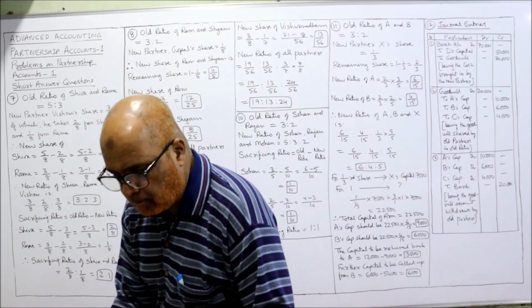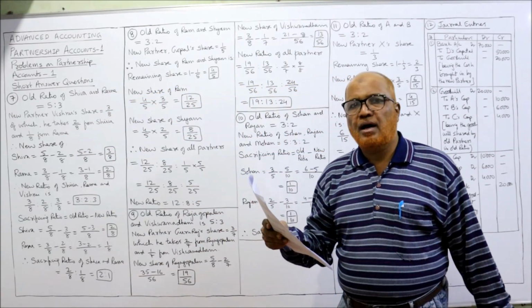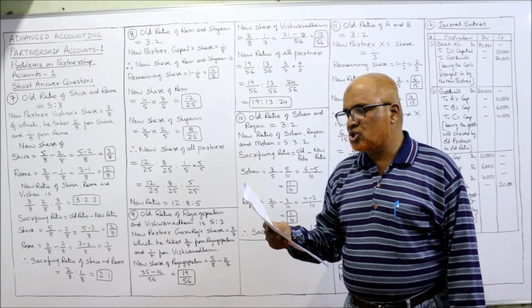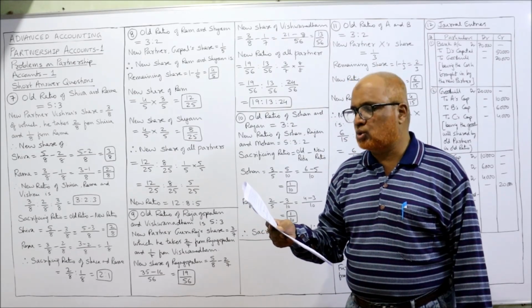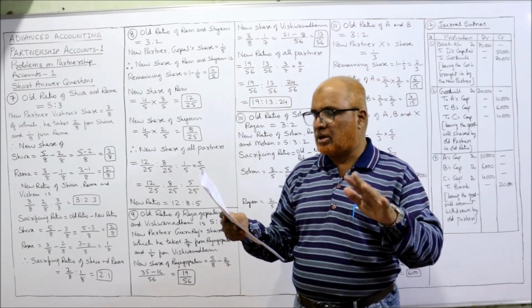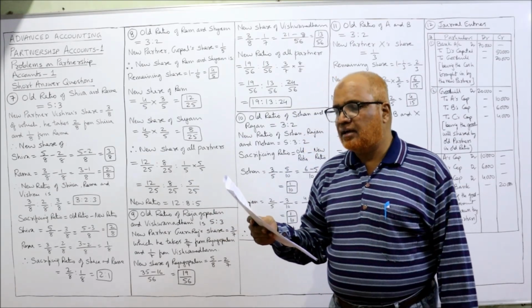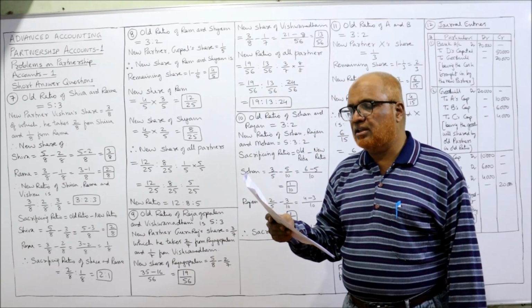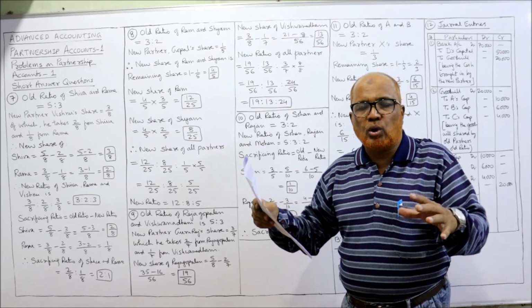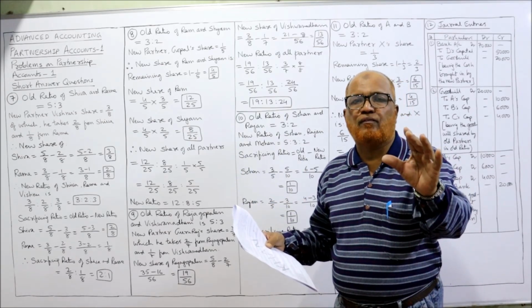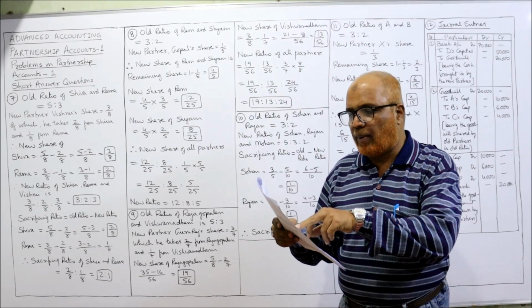Now I am reading out problem number 8. Ram and Sham are partners sharing profits and losses in the ratio of 3 is to 2. So only two partners, Ram and Sham. Gopal was admitted for 1/5 share in the profits. In the total profits, 1/5 profit will go to the new partner Gopal.